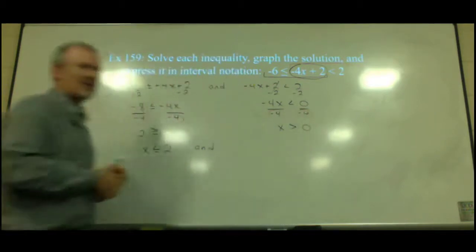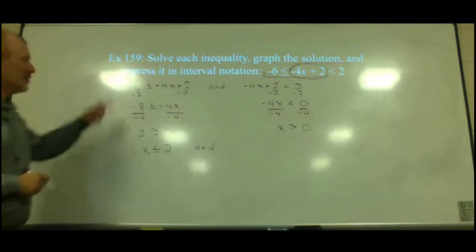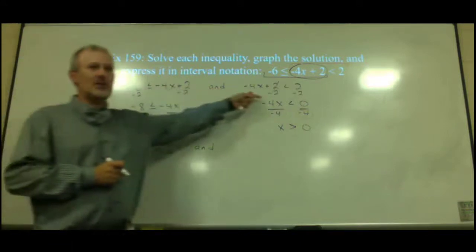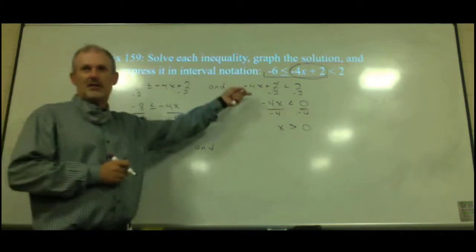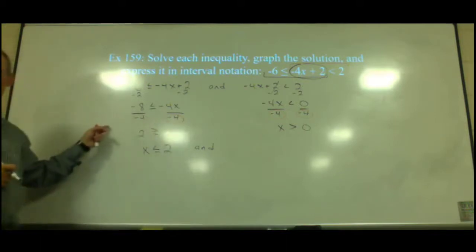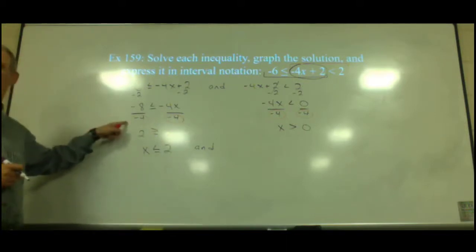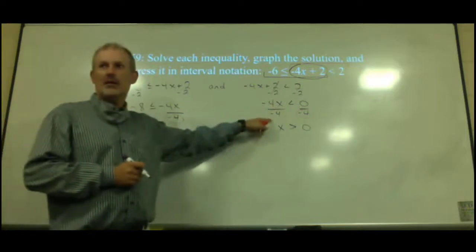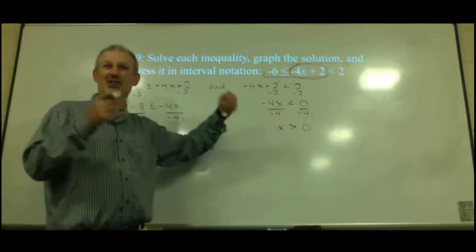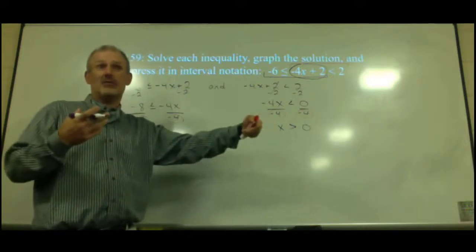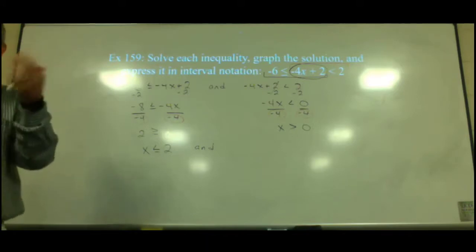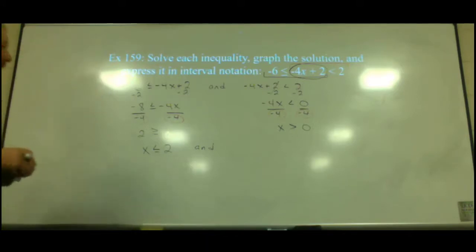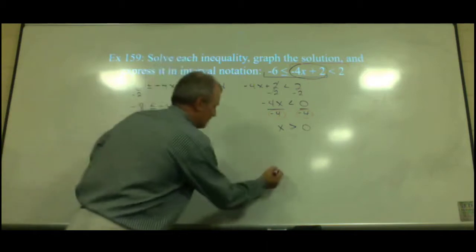Now, I want you to notice something here. Look at the steps we did over here compared to the steps that we did over here. What was the first step over here? Subtracted 2. What was the first step over here? Subtracted 2. What was the second step over here? Divide by negative 4, and here? Divide by negative 4. I'm going to show you in a minute we can actually do this all at the same time if we want to, because we do the same thing both times. So rather than doing it twice, we can do it just once. Okay, but let's go ahead and draw our answer here.